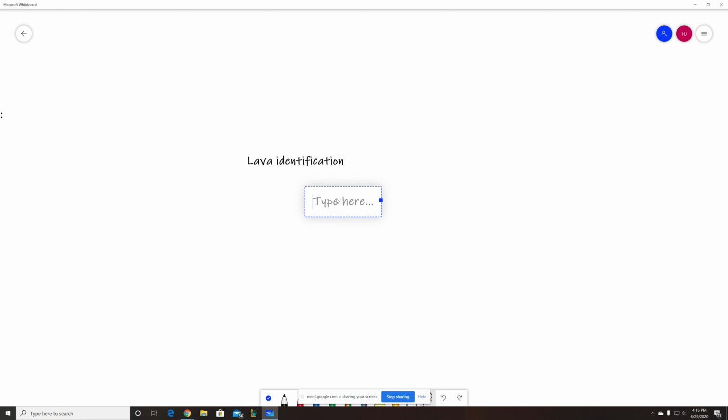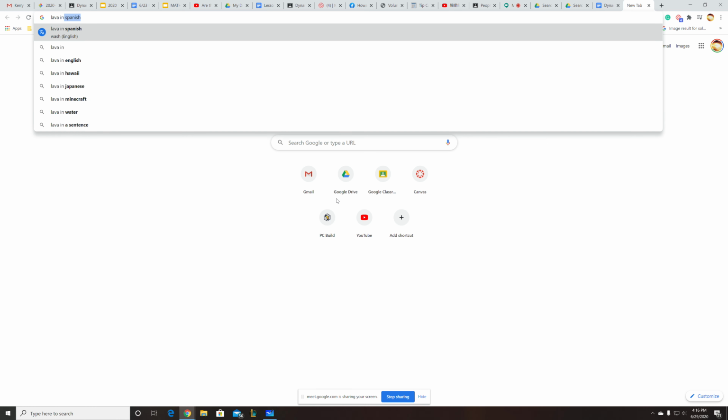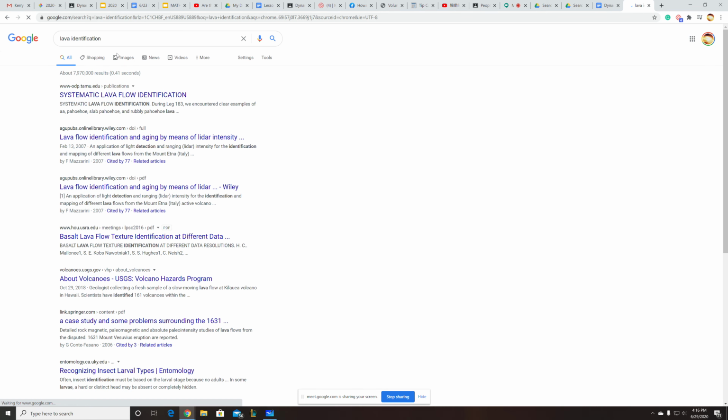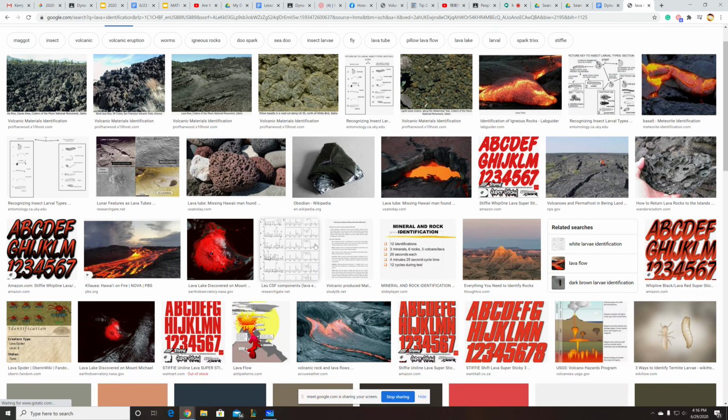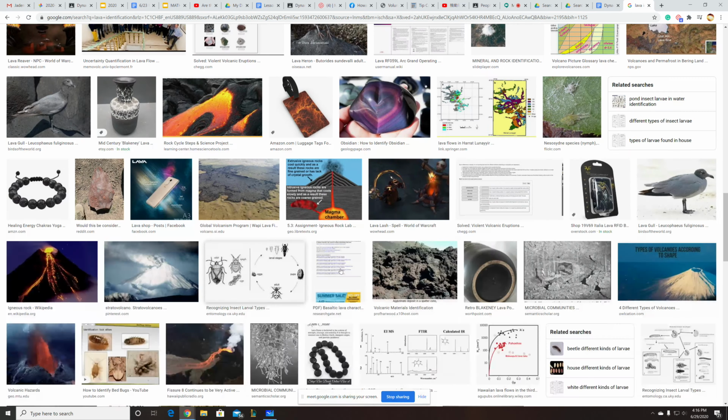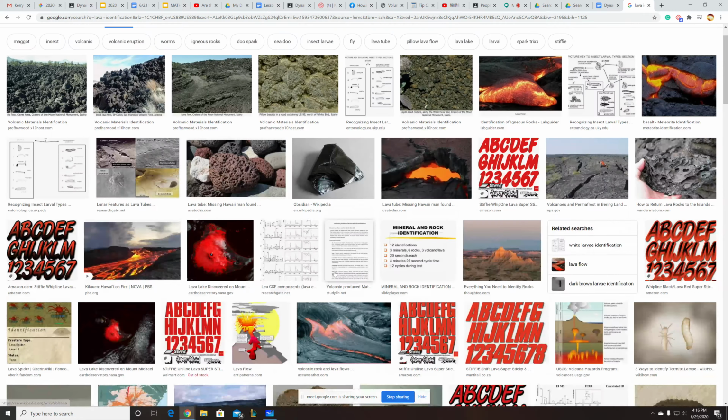Lava identification is actually harder than it looks. When you search it up on the internet, you will not find a lot of information. It is extremely hard to find any without pirating a book. Half of the results won't tell you exactly, and they don't even show the lava themselves. So it's not really helpful.